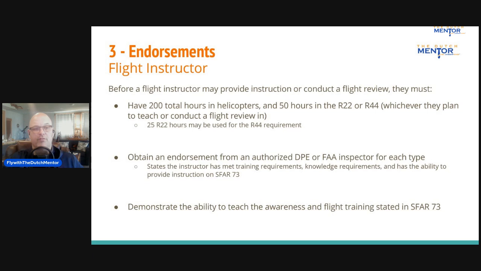The endorsement of the flight instructor: before the flight instructor may provide this instruction or conduct a flight review, they must have 200 hours in helicopters, of which 50 hours in the R22 or R44, to teach and conduct a flight review, right? To obtain the endorsement from an authorized DPE or FAA inspector for each type, right? And demonstrate the ability to teach the awareness and flight training stated in SFAR 73.